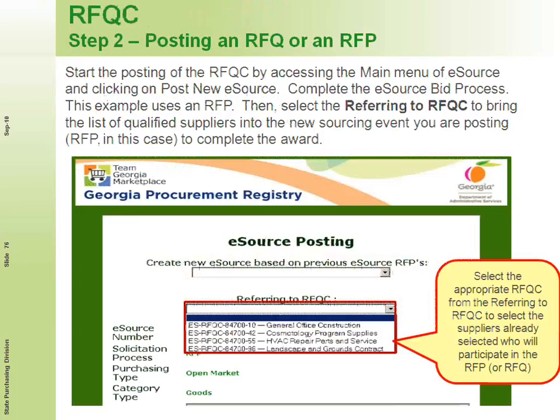Start the posting of the RFQC by accessing the main menu of eSource and clicking on Post New eSource. You complete the bid process information the same way you did with an RFQ and an RFP. Then when you enter, you'll notice that you have a Referring to RFQC area. You click the drop-down and a list of those RFQCs that you have developed and qualified will appear, and you would select the RFQC you are going to base your RFP or your RFQ on. The example we are using here is an RFP. So you select the RFQC that you're going to use, and you complete the process for posting an RFP.